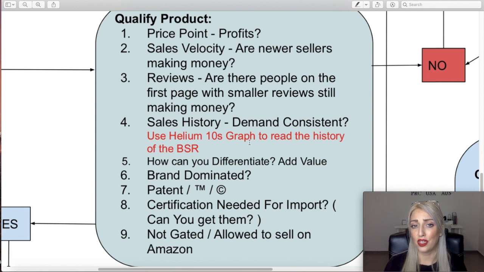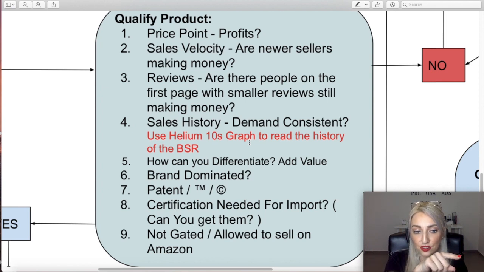And I want to have a look at the Helium 10 Chrome extension, which is free when you download it. I'll put a link for that in the description. If you don't have it, you need to download it. Then it'll automatically give you a graph on every single product page. You can click on all time, and it's going to show you the history of that specific product's BSR. If the BSR is consistent, meaning straight or just a little bit up and down, it's okay. It means it's selling all year round.